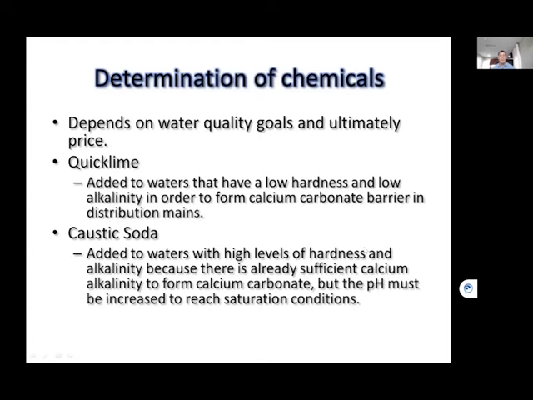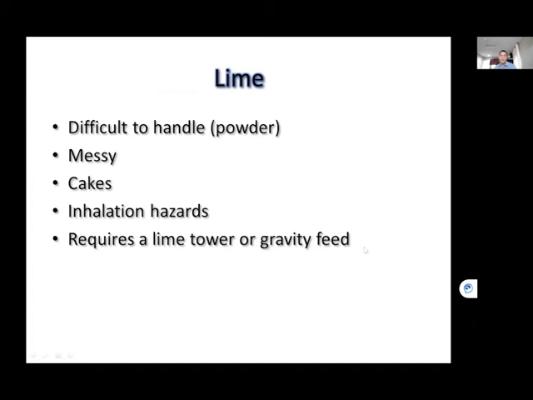There's quicklime added to waters that have low hardness and low alkalinity in order to form a calcium carbonate barrier in distribution mains. And there's caustic soda added to waters with high levels of hardness and alkalinity because there is already sufficient calcium alkalinity to form calcium carbonate, but the pH must be increased to reach saturation conditions. So with lime, there have been improvements. There's liquid lime now. Previously it was difficult to handle because it was in powder form.